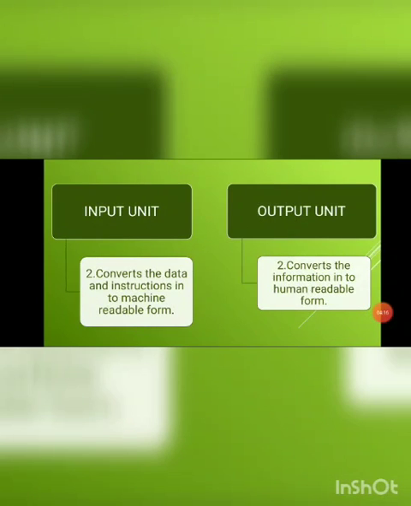Second point, the input unit converts the data and instructions into machine readable form. Whatever data is given is in human form. So the input unit converts the human language into machine language to process. What is the purpose of the output unit? It converts the information into human readable form. After processing, whatever result comes is again in machine form. So the output unit converts the machine language into human readable form.